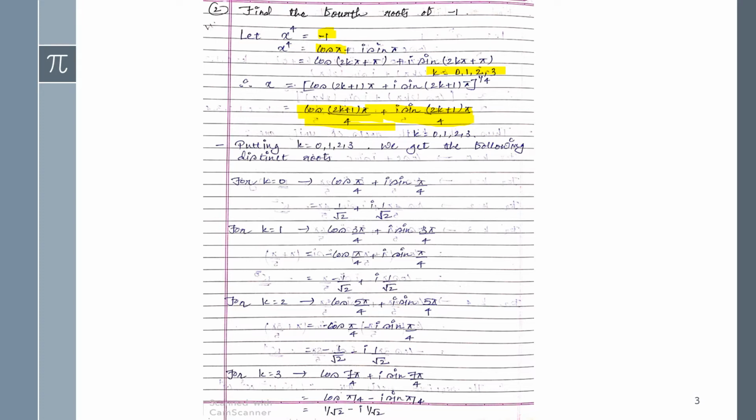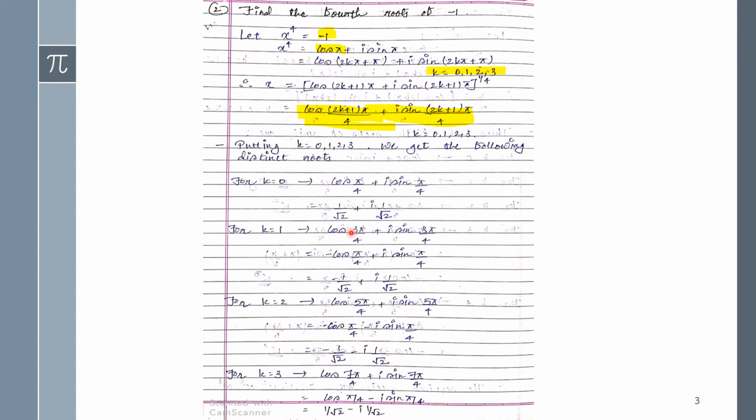So it will be cos of (2k plus 1)π upon 4, and the same for the sine function, sin of (2k plus 1)π upon 4. Now you know very well the values of k: it starts from 0 up to n minus 1. So that will be 0, 1, 2 and 3.